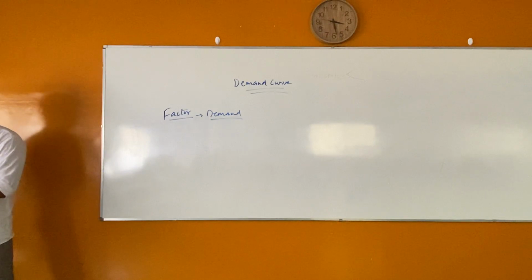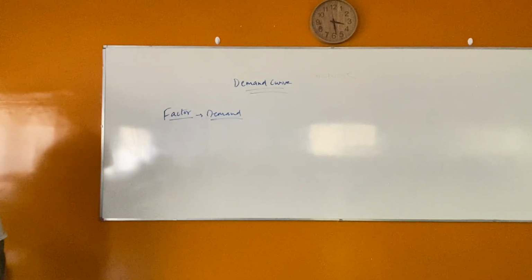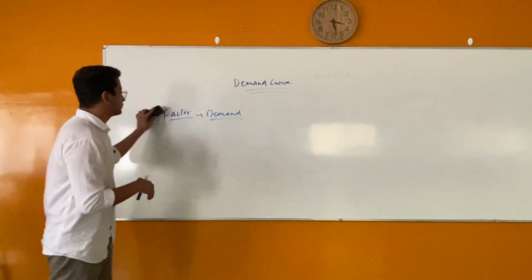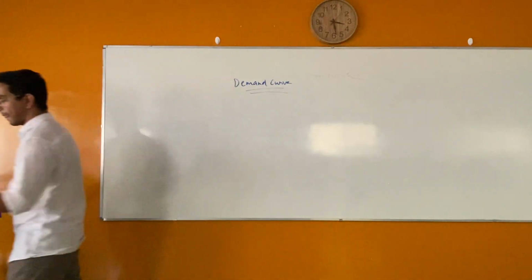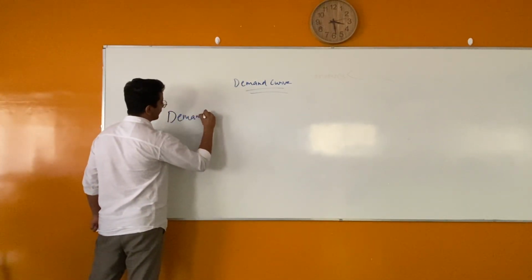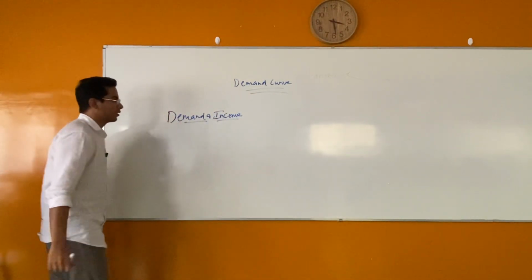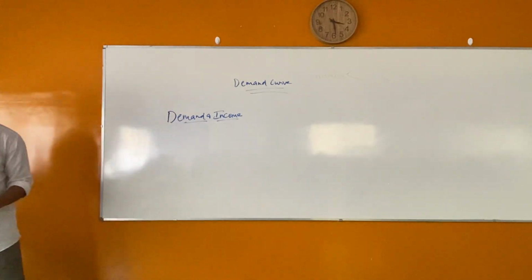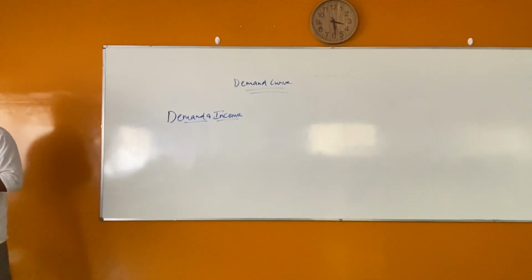Relation between demand and income. Next. So this is important. What is the relationship between demand and income? Depends. Both the ways it can go. If you have more money, you can spend more. You can satisfy more demands. So that is a basic thumb rule. But before that, let's get into the types of goods.